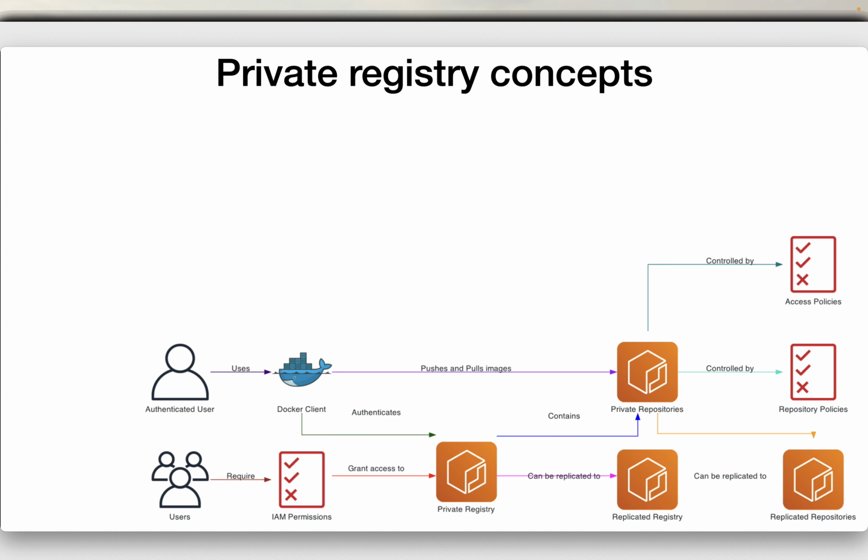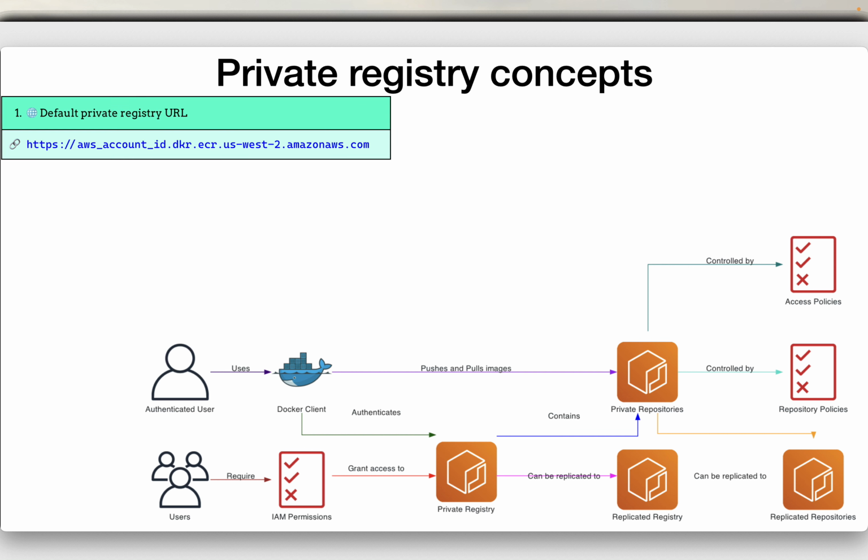Okay, now the major private registry concepts. The URL for your default private registry looks like this. You have HTTPS followed by your account ID, the 12-digit number, then DKR is fixed, then ECR is fixed, and then the region, whichever region you have chosen, and amazonaws.com. So the region and your account ID are dynamic.